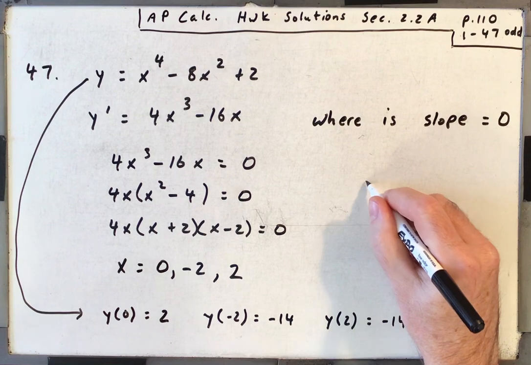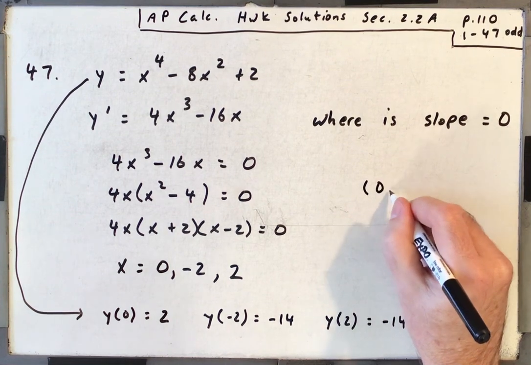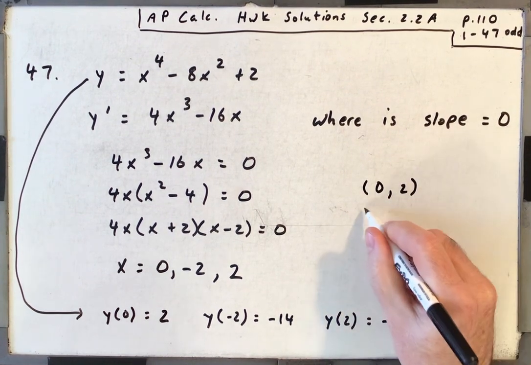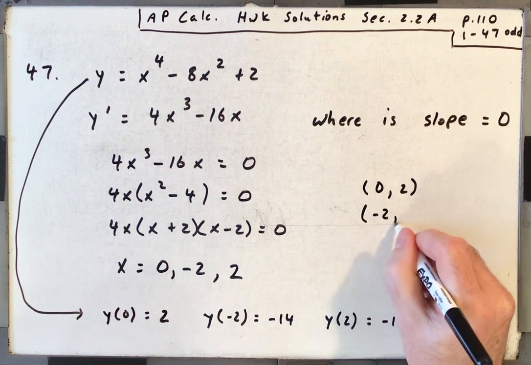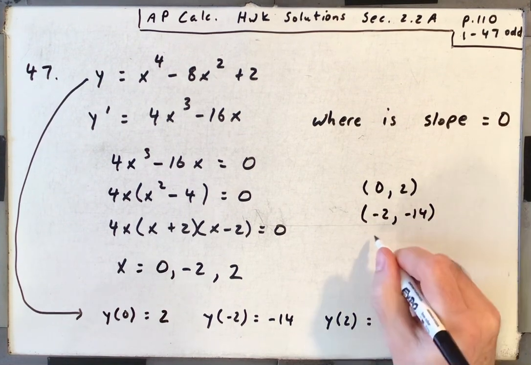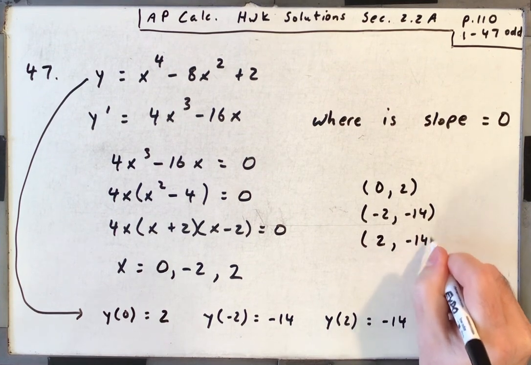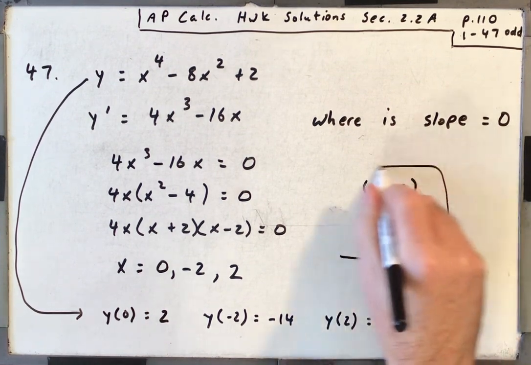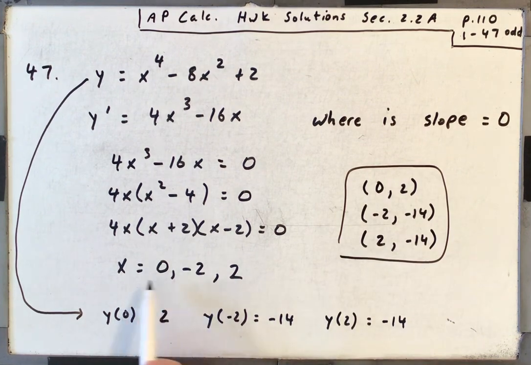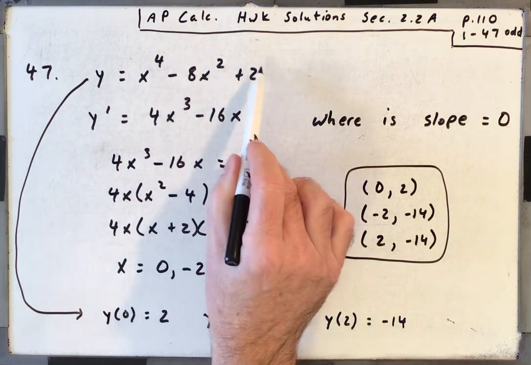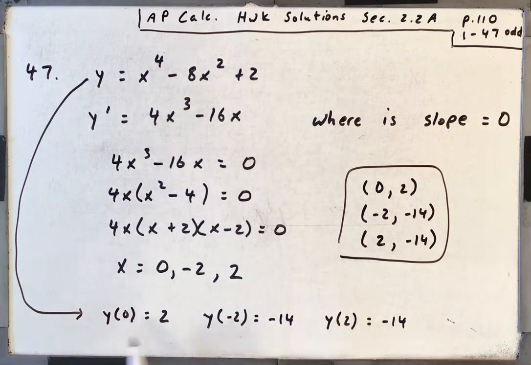So the three points are going to be (0, 2), (negative 2, negative 14), and (2, negative 14). Those are the points. The x values are what we find. Then you plug back into the original equation, not the derivative, the original equation, to get the y values.